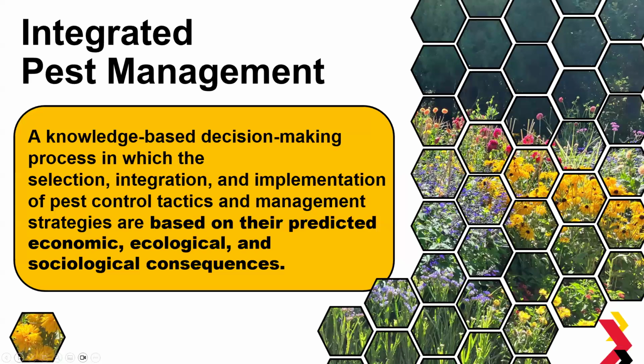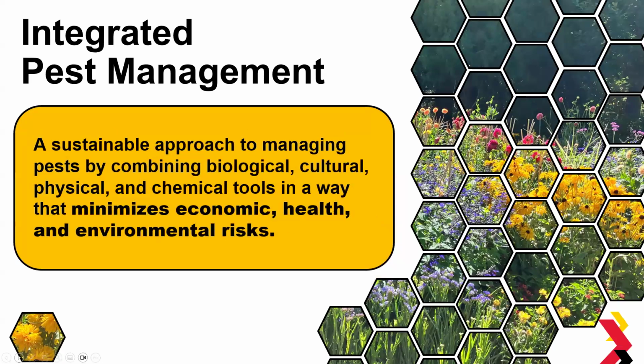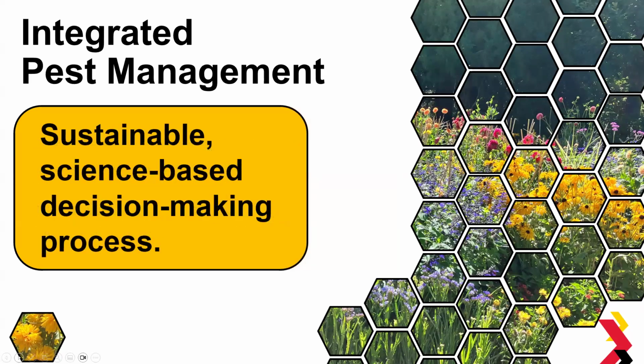So we see here we have integration of different topics and themes, other things we would think about other than maybe the ecology of our landscape. The second definition we have here is a sustainable approach to managing pests by combining biological, cultural, physical, and chemical tools. We'll get into what each of these categories mean later, in a way that minimizes economic, health, and environmental risks. Then here's our nice and short one that we'll use today: sustainable, science-based decision-making process.